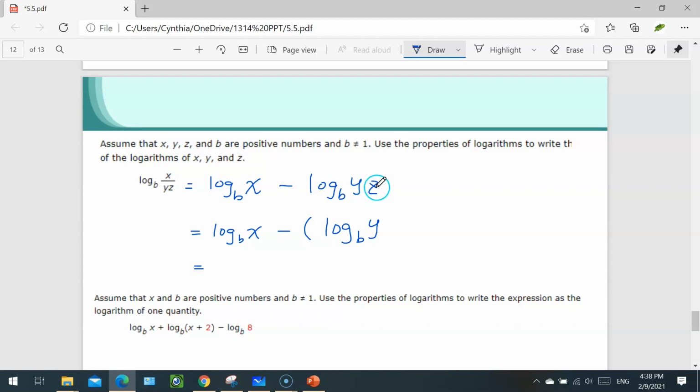We have to continue to expand it by using the product property. So I write down the minus sign here. I use a parenthesis to wrap it. Now in the parentheses, we will have log base b of y plus log base b of z. Close it. Now remove the parentheses here. So you have log base b of x minus log base b of y, then minus log base b of z. And you complete the work. You have expanded a single logarithm into three individual logarithms.